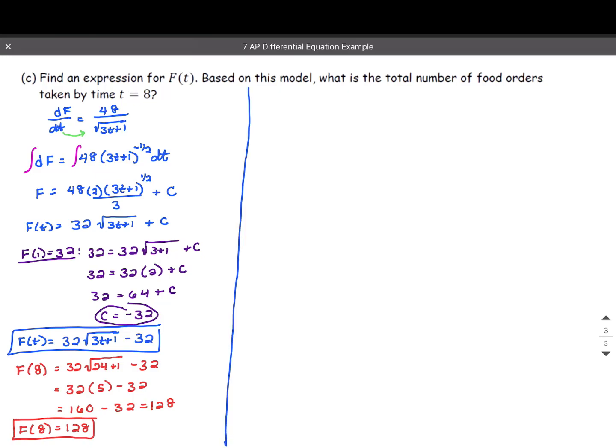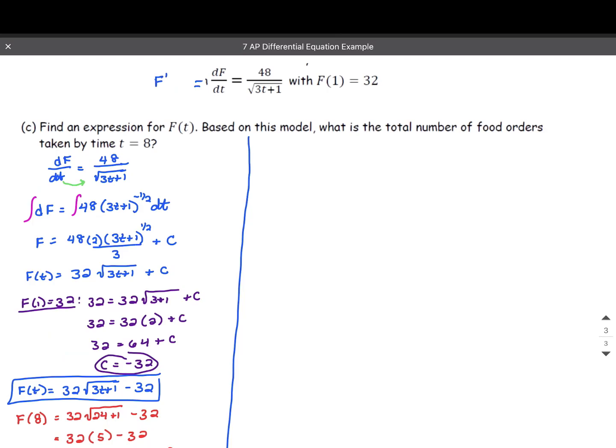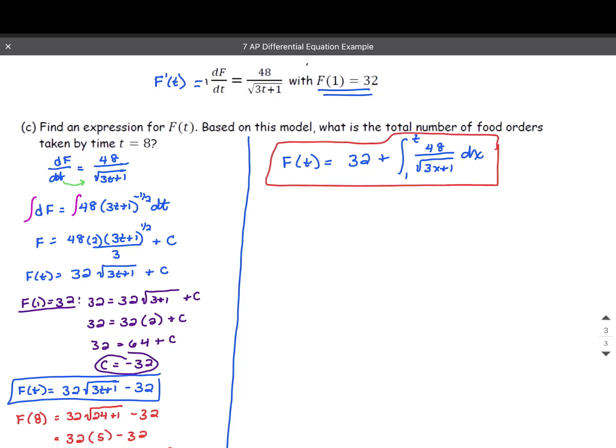Now there's another way to do this. This method goes back to the fundamental theorem. Remember that this is just f prime of t. So we know that f prime of t is 48 over the square root of 3x plus 1, and we know that f of 1 is 32. Well, that means that we can find f of t by using our initial condition, where the y value is 32, plus the integral from 1 to t of our derivative, but this time I'm going to write the derivative in terms of x: 48 over the square root of 3x plus 1 dx. And guess what? That is your expression for f of t. So we didn't have to do the antiderivative to get the expression. However, we are going to have to when we want to find f of 8.